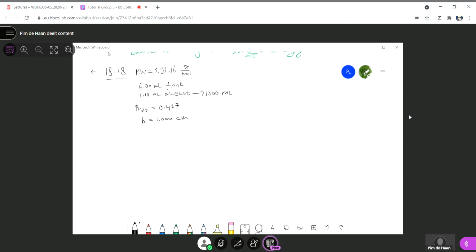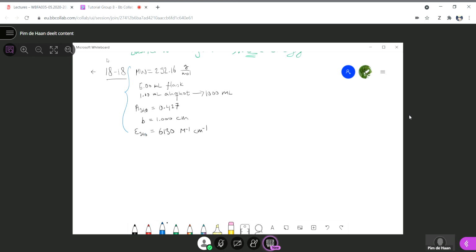Oh, we get one more thing. Epsilon 340 is 6130 per molar per centimeter. Okay. The question is, what is the concentration of compound in this cuvette? For your exam, of course, you're very interested in what you should do. I always like to write down the things that I have just to organize these data. I personally don't like these stories. I just like a list of numbers, but that's up to you.